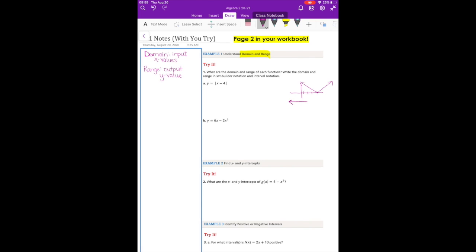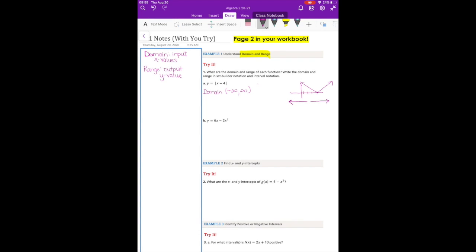Okay? We call that negative infinity. Forever and ever and ever. Well, we also notice that it's going this way forever. So that's called positive infinity. Anytime we write an infinity symbol, we close it off with a parenthesis. And this notation is known as interval notation.